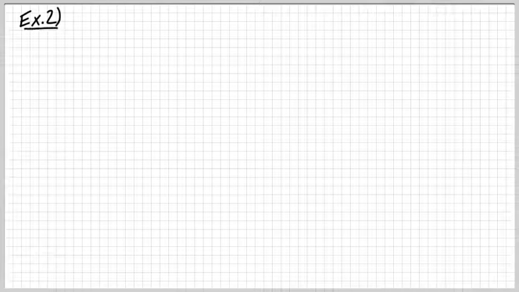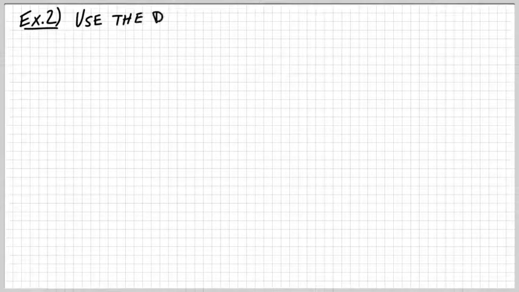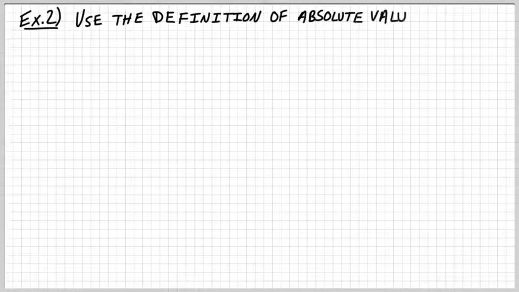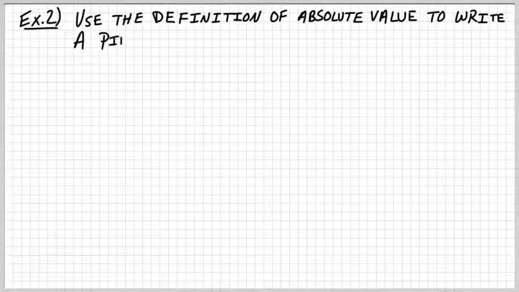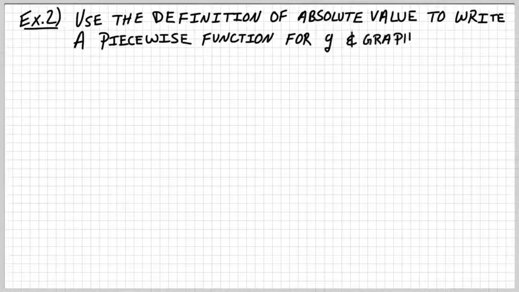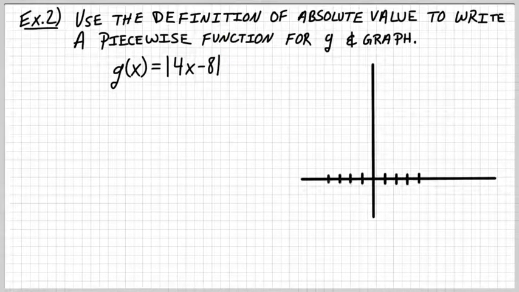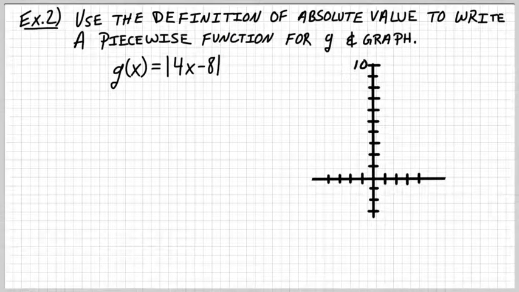Second and final example, example 2. We're going to use the definition of absolute value, hopefully you remember that from previous notes, to write a piecewise function for g. I'm going to give you g. It's going to be a nice absolute value. So g of x is the absolute value of 4x minus 8. If you remember the definition of absolute value, we can write this as a piecewise function. And then we're going to graph it. Notice I went out to +4, -4, all the way up to 10.